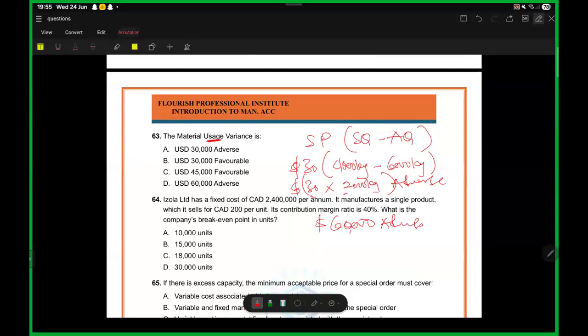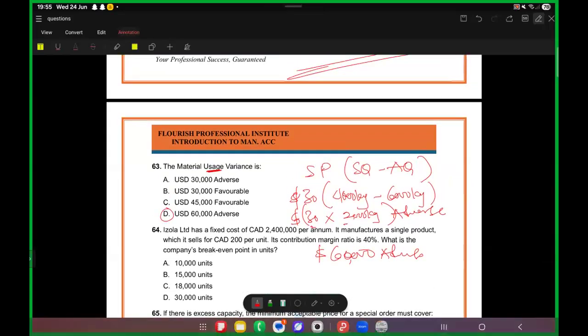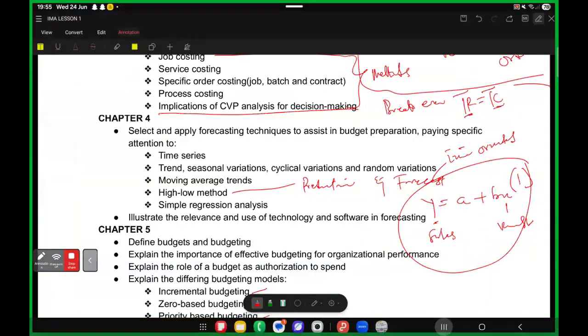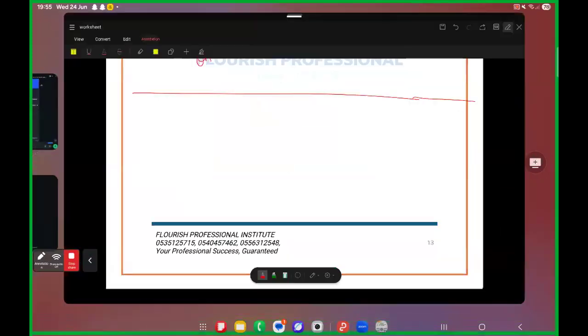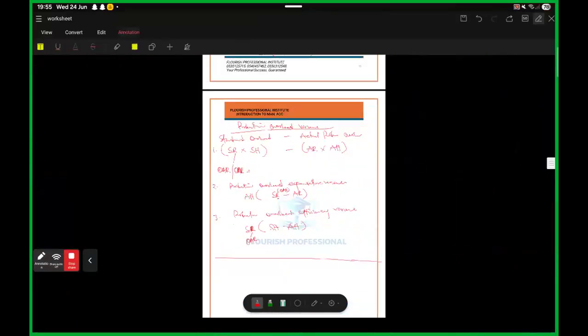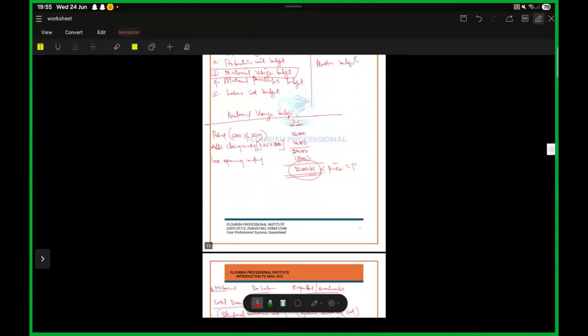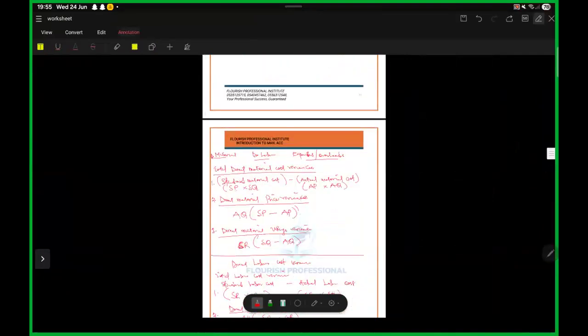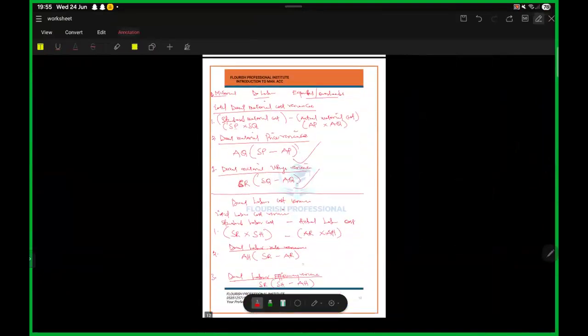So what will be the answer? 60,000 adverse is option D, right? Guys, are we okay? Do we understand? So it applies to labor. When you are given labor, I've already shown you how to go about the formulas. It's my dashboard. Once you are able to identify the formulas rightly, you don't have a problem.